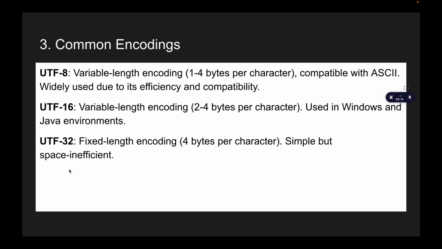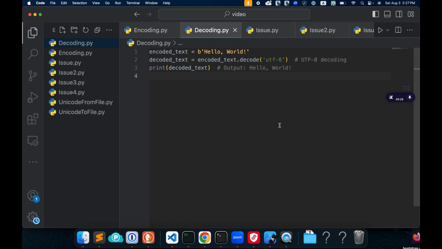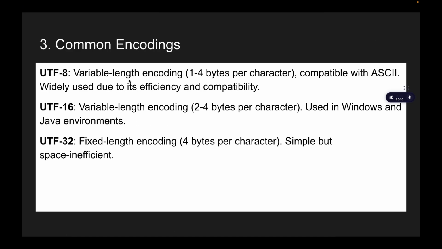This actually talks about the most commonly used characters instead of all the characters. But yeah, so UTF-8, the one we just used, has a variable length encoding of 1 to 4 bytes per character. So for the letter A, it uses 1 byte, but we could use 1 to 4 bytes, and it's compatible with this.